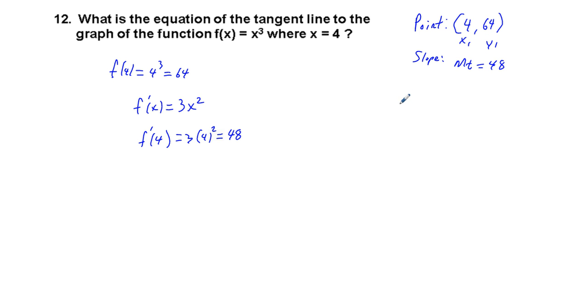So our equation is y minus 64 equals m, and m is 48 times x minus 4. And that's going to be our answer. Next, we get into the kind of free response section here.